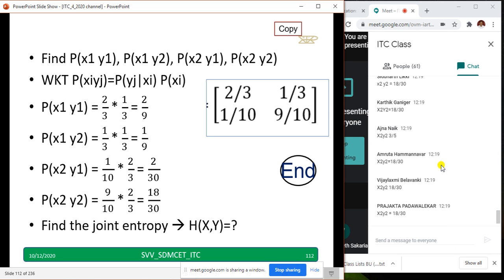I think you may be having another class, another 5 minutes will take, then we'll try to conclude. Prajakta 18 by 30. Vijayalakshmi, Amrita, Ajna, Karthik, Simran. Okay. So anybody is getting h of x comma y? How to do it?